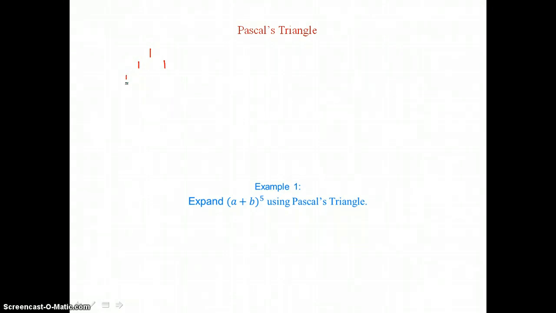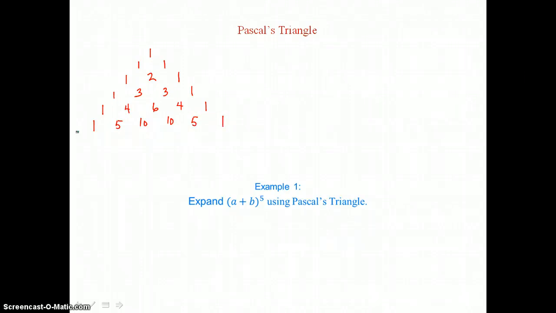So 0 plus 1 is 1, 1 plus 1 is 2, 1 plus 0 is 1. The next row, 0 plus 1 is 1, 1 plus 2 is 3, 2 plus 1 is 3, and 1 plus 0 is 1. The next row, 0 plus 1 is 1, 1 plus 3 is 4, 3 plus 3 is 6, 3 plus 1 is 4, and 1 plus 0 is 1. Okay, next row, 0 plus 1 is 1, 1 plus 4 is 5, 4 plus 6 is 10, 6 plus 4 is 10, and 4 plus 1 is 5, 1 plus 0 is 1.